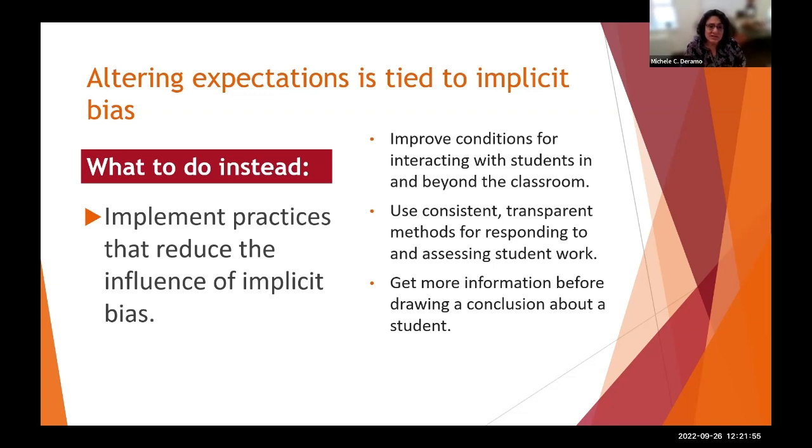And then also using consistent and transparent methods for responding to and assessing students' work. Here are the expectations for what you will do, and here's how you get there.